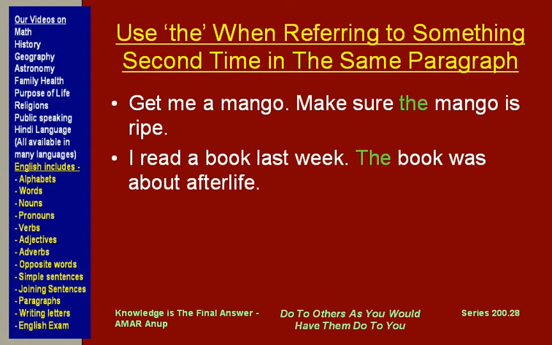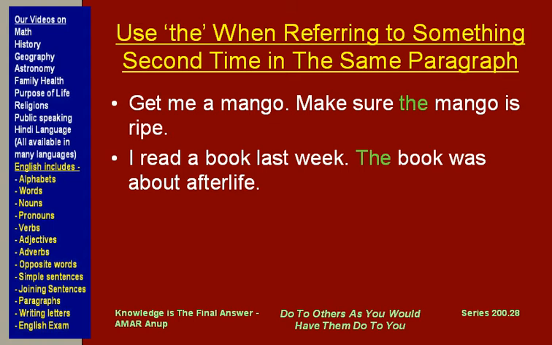Another example, use the when we are talking about something in a paragraph and that thing is mentioned the second time, because when that thing is mentioned the first time, we become aware of what is being talked about. For example, give me a mango. Make sure the mango is ripe.